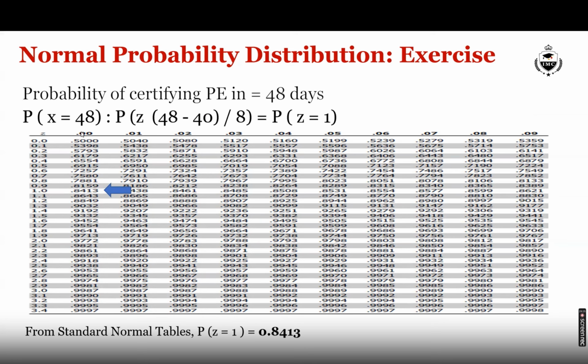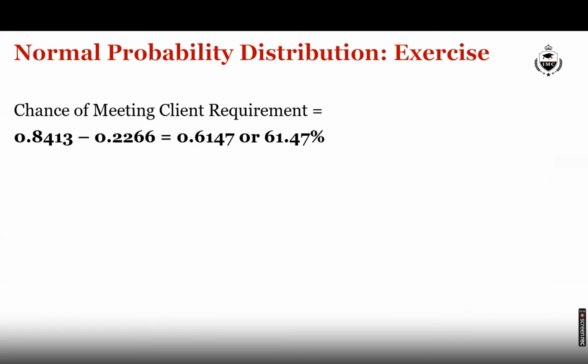And for the next zero, I go to the column which is headed by zero. So it is showing a value of 0.8413. For 34, we got a value of 0.2266, and for 48, we got a value of 0.8413. We have to find out the probability between 34 to 48. Simply from 0.8413, I subtract 0.2266. I get a value of 0.6147.